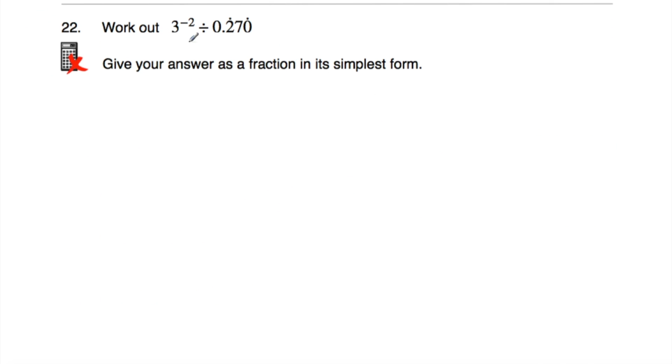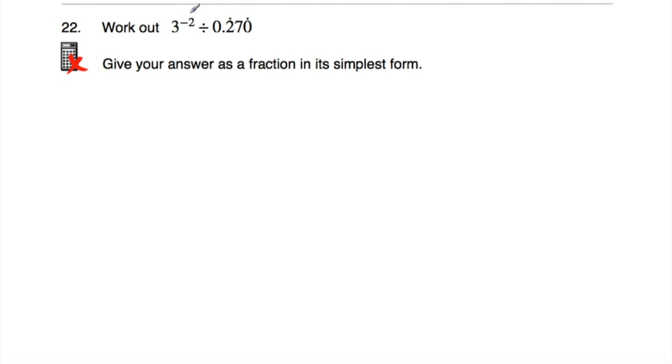So our last question says, work out 3 to the power of negative 2 divided by 0.270 with the dot above the 2 and the 0. So that's 0.270, 270, 270 and so on. We need to work that division out and give our answer as a fraction in its simplest form. So let's work out both of these values.